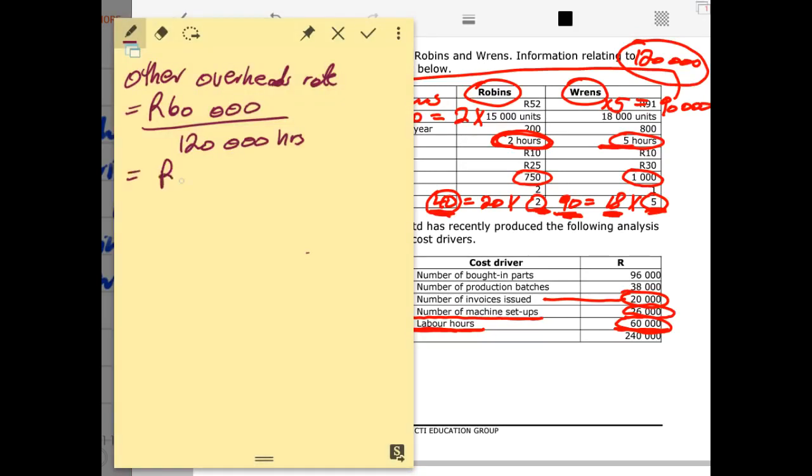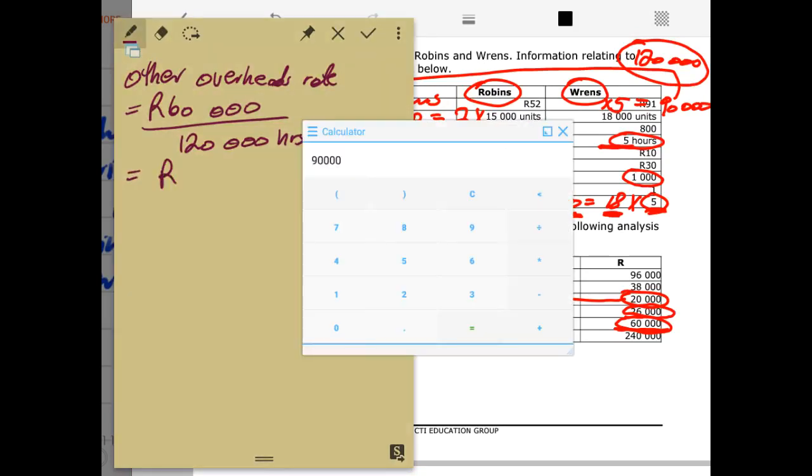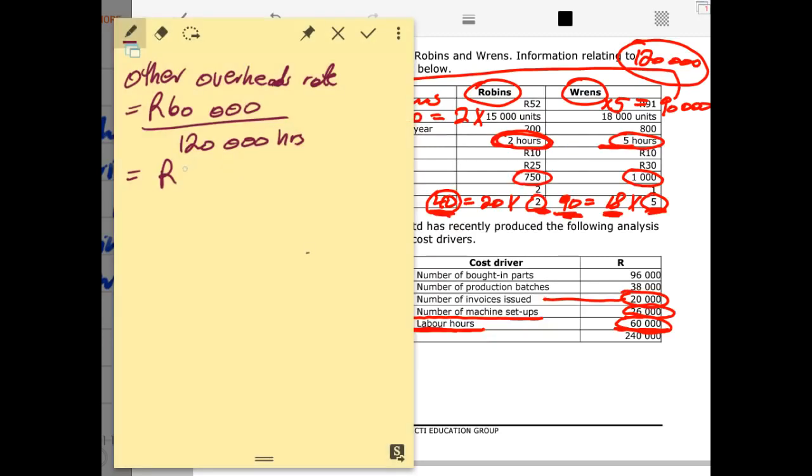Then that will be, it will definitely be half. 60,000 divided by 120,000 gives us 50 cents per labor hour. This is per labor hour.